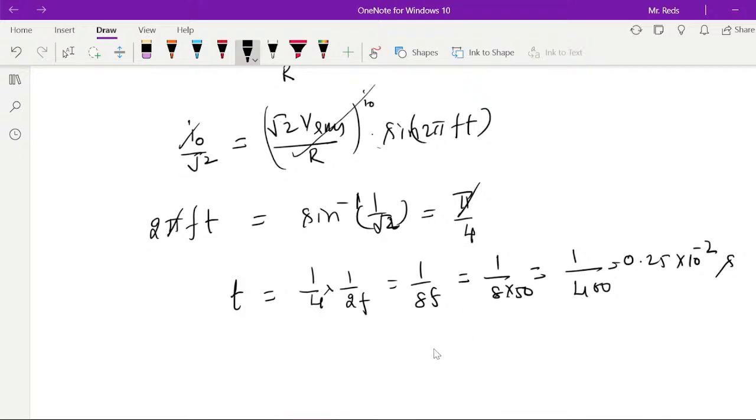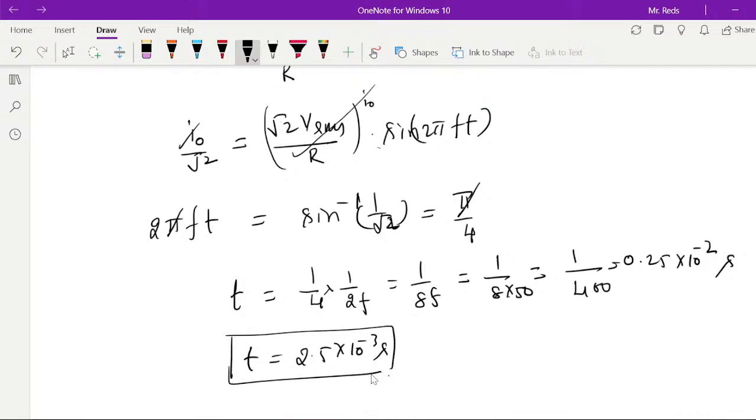So is there any such option? 0.25 into 10 power minus 2 is not there; 2.5 into 10 power minus 3 is there. 10 power minus 3 and 10 power minus 2 options are there, but 2.5 into 10 power minus 2 is not correct. If you want to express this in terms of 10 power minus 3, you have to move one decimal place. So 2.5 into 10 power minus 3 you have to write. Therefore t is equal to 2.5 into 10 to the power minus 3 seconds. This is how you have to calculate this.